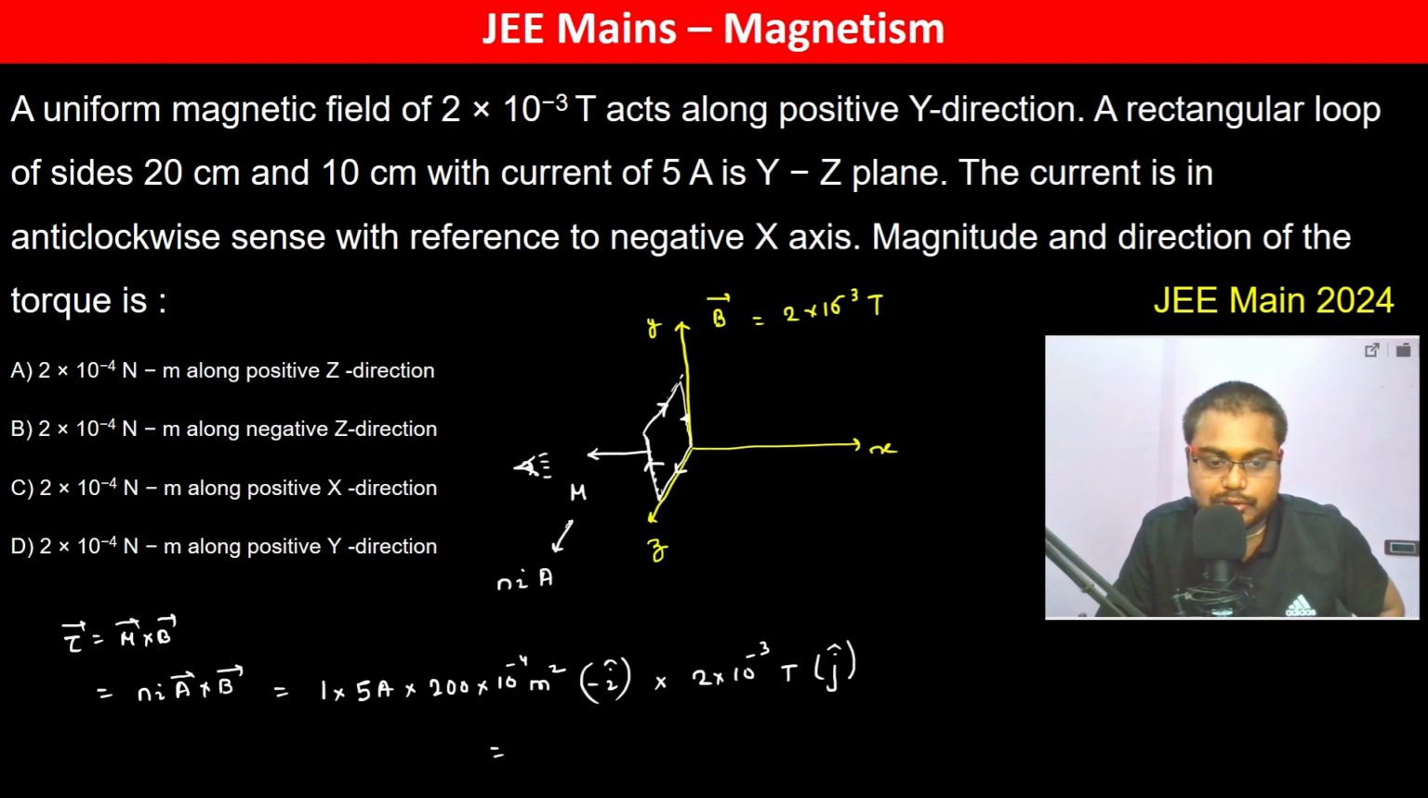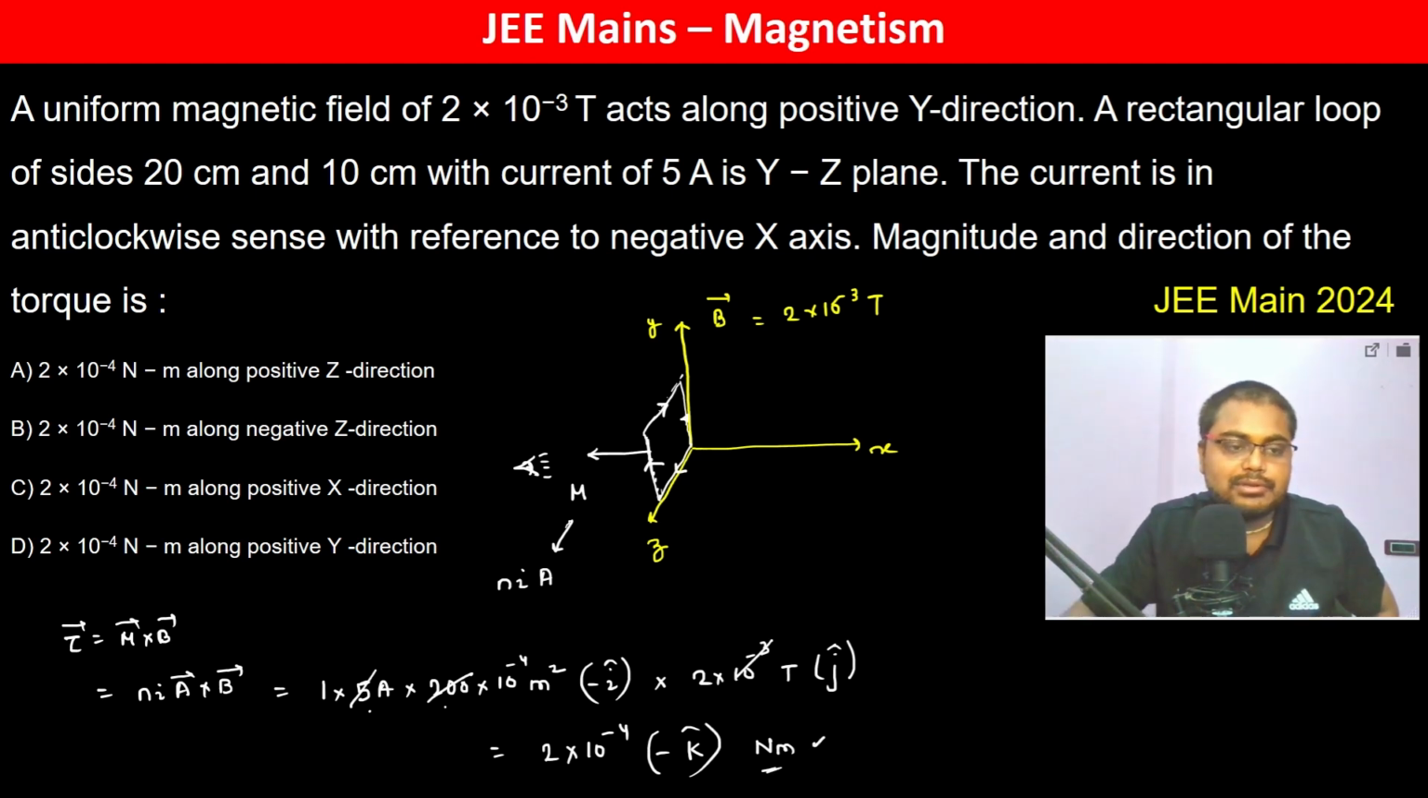So therefore it's going to be minus 5 into 200 is 1000, so gone. So this is going to be 2 into 10 to the power minus 4, minus i cross j is actually minus k. So 2 into 10 to the power minus 4 Newton meter along negative z direction. Okay, so therefore B is going to be the answer.